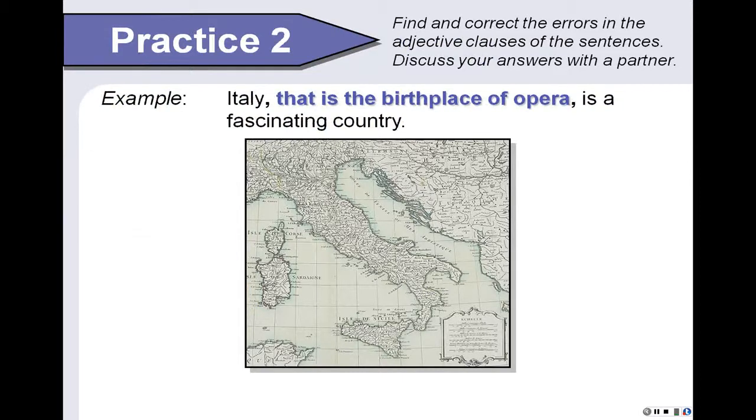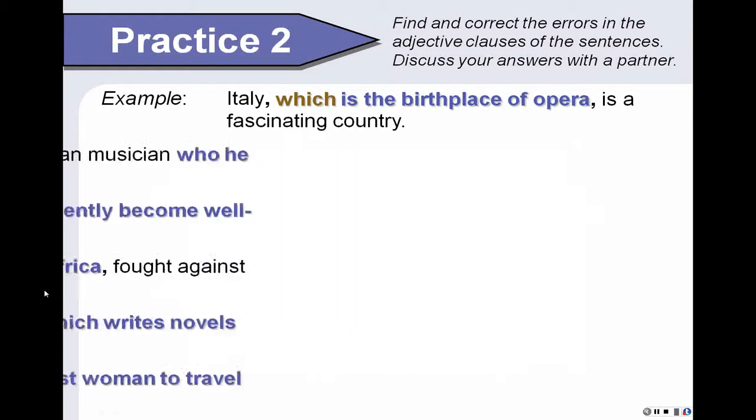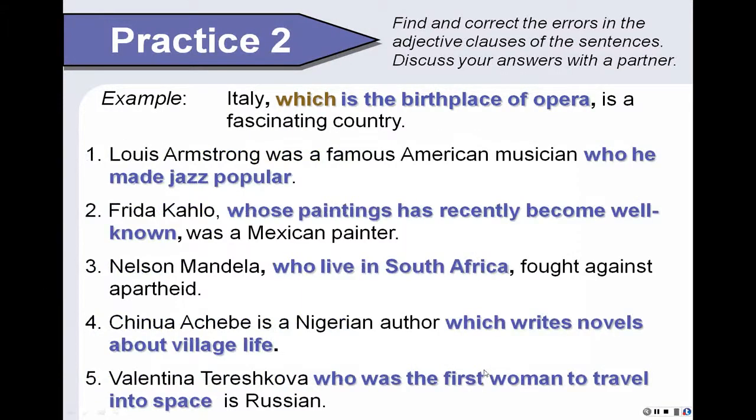Practice 2. Find and correct the errors in the adjective clauses of the sentences. Italy, which is the birthplace of opera, is a fascinating country. I'll give you a couple of moments to figure this out yourself.